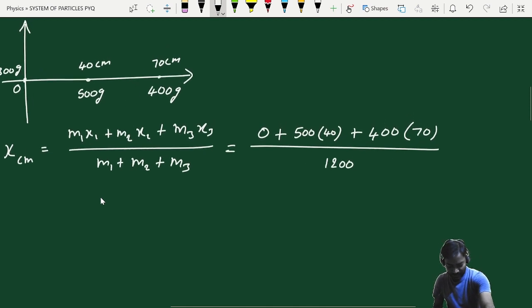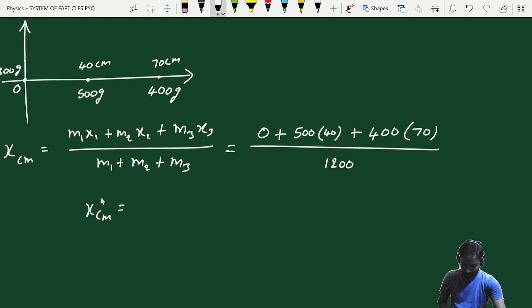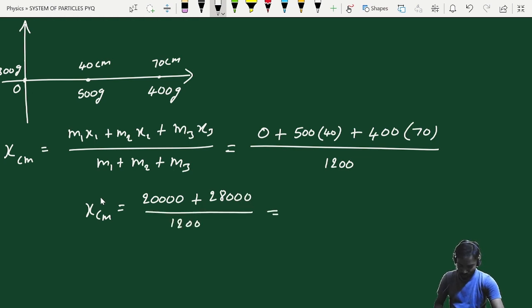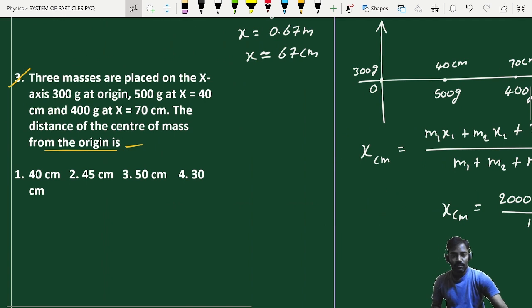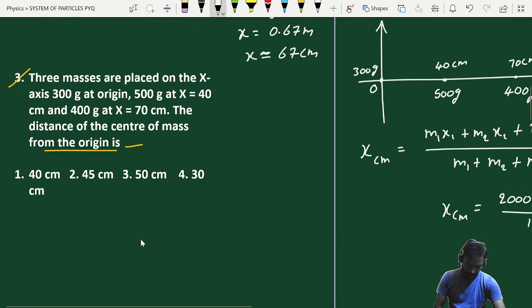So then xcm is equal to 20,000 plus 28,000 divided by 1200. Two zeros will cancel, which will be 480 by 12. So 40 centimeter is the position of center of mass. So here the position of center of mass is 40 centimeter. Option 1 is suitable.